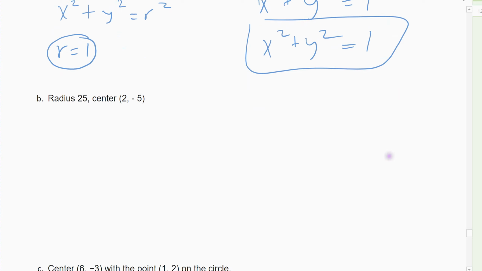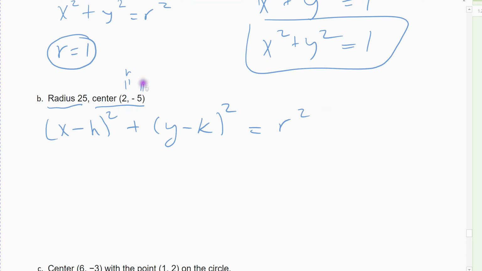All right, second example. A lot of times students will do the opposite of what you need to do here. Because 25 is a perfect square, they'll say the radius is 5. It's not. It's not 5. When we do our circle, it's (x minus our h value) squared plus (y minus our k value) squared equals our radius squared.